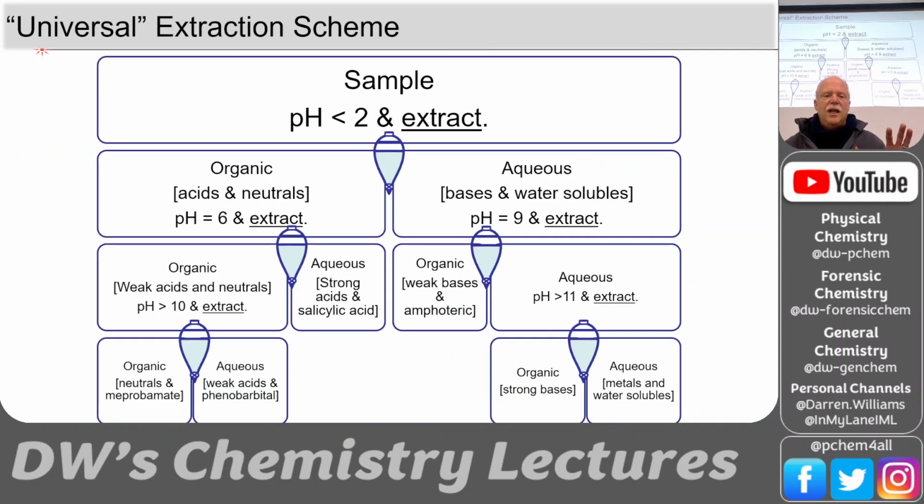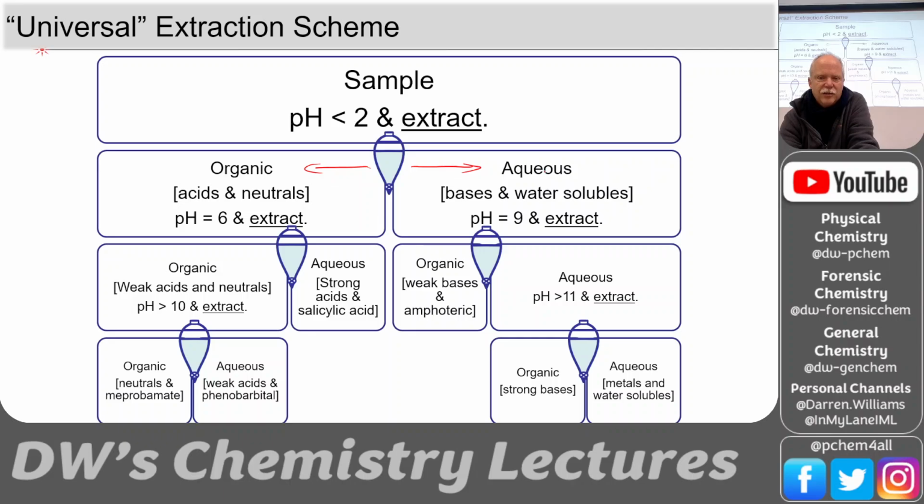We can make a general scheme. This is kind of a universal extraction scheme, which has 5 different extractions. We start out with our substance that's been ground up and dissolved and put in aqueous form in contact with an organic layer. We adjust it to less than 2, so we make it very acidic, shake, shake, shake, and then we split the 2 layers. So these are the 2 layers from the first extraction. You see an aqueous layer here and an organic layer here.